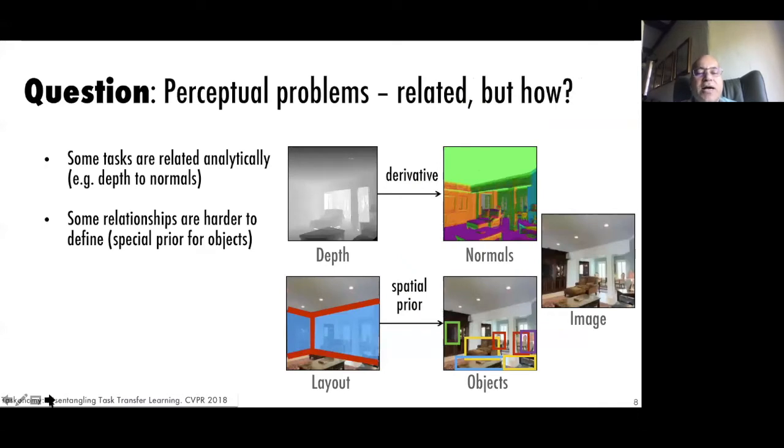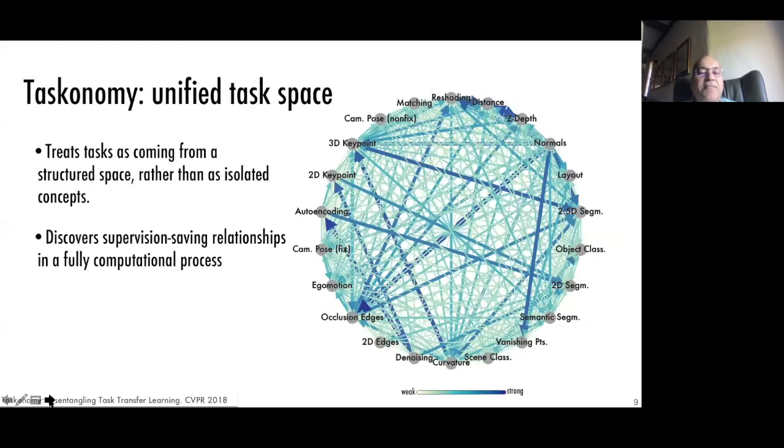Okay, so I stated this point already, that some tasks we can relate analytically, but for some others it's not so obvious what the relationship is. But with this empirical approach, we train for task A, and ask: can a simple readout function modify this for task B? That's a very general paradigm.